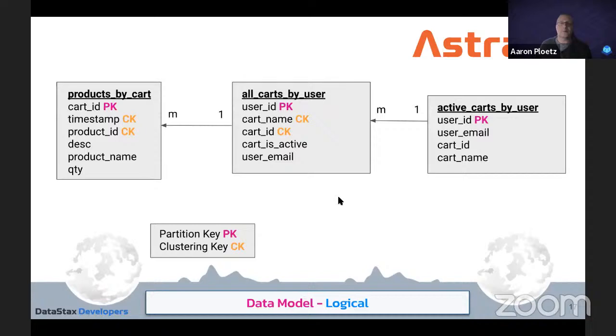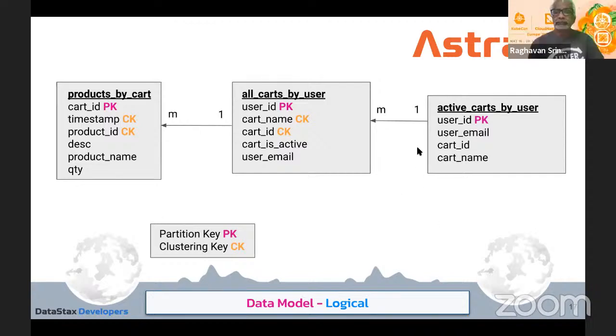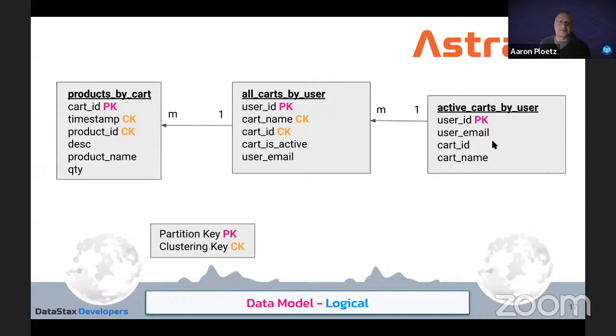All right. So breaking it down to the logical model, we have our partition keys denoted by PK and our clustering keys denoted by CK. And real quickly, the difference between them is the partition keys determine where in the cluster the data gets stored, and the clustering keys determine the sort order within a partition. So if you think about it, a user will have one active cart, and that user could actually have many carts, but they'll have one active.